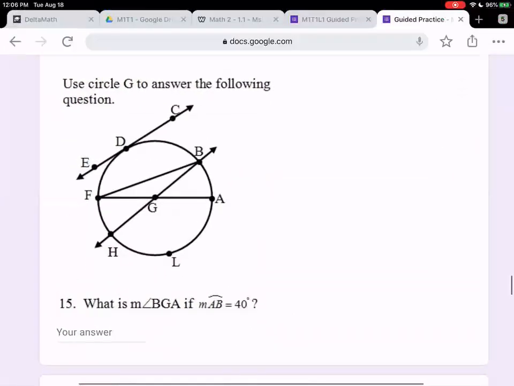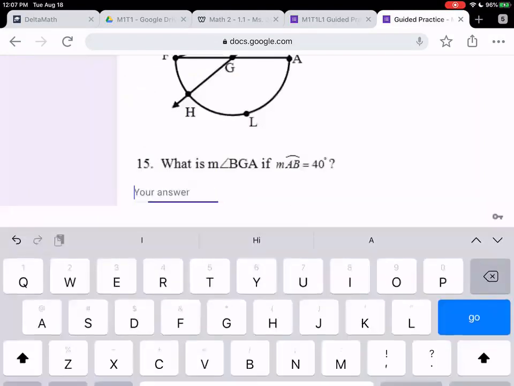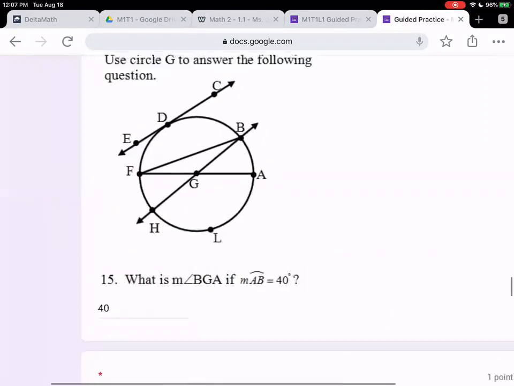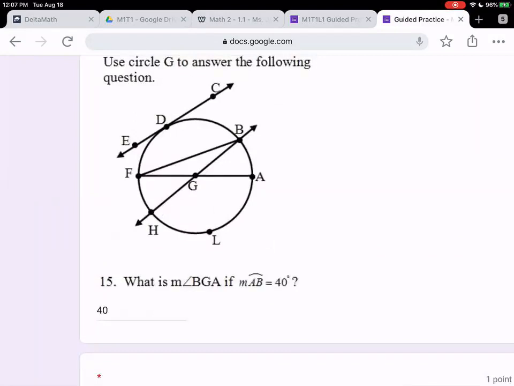Let's do this one too. What is the measure of angle BGA, if the measure of arc AB is 40? Remember, this is a central angle now. The central angle and the arc are the same. So if the arc is 40, then the angle is also what? 40. Yes, the measure of the central angle and the arc are the same.